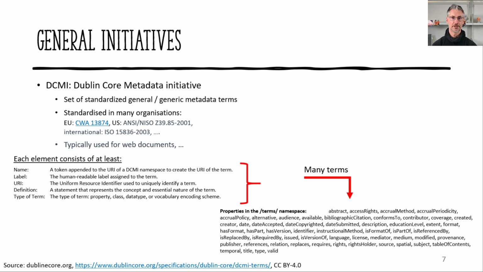There are some general initiatives for handling metadata, and of course they can only be very generic. So there is the DCMI, the Dublin Core Metadata Initiative, and we have there a set of standardized or general or generic metadata terms that are standardized in many organizations. They are typically used for web documents, and you can see here already an example where we have elements that have at least one or more of these metadata tags, and each tag can have a lot of properties, so we have many terms. And you can see this is very generic in terms of text, for example.